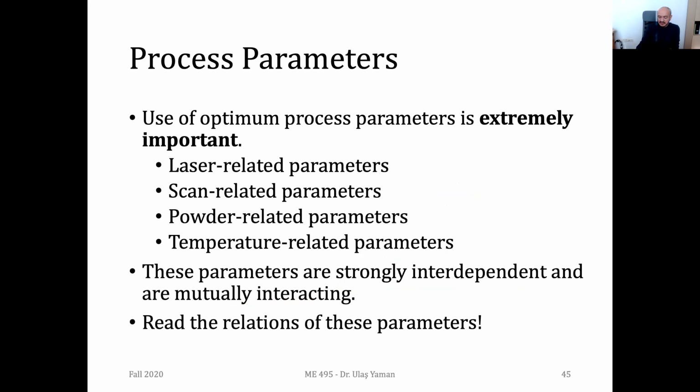So we have a nice discussion in our textbook. Please make sure that you read there. There's a nice discussion on how these parameters are affecting each other, especially in the powder bed fusion systems.